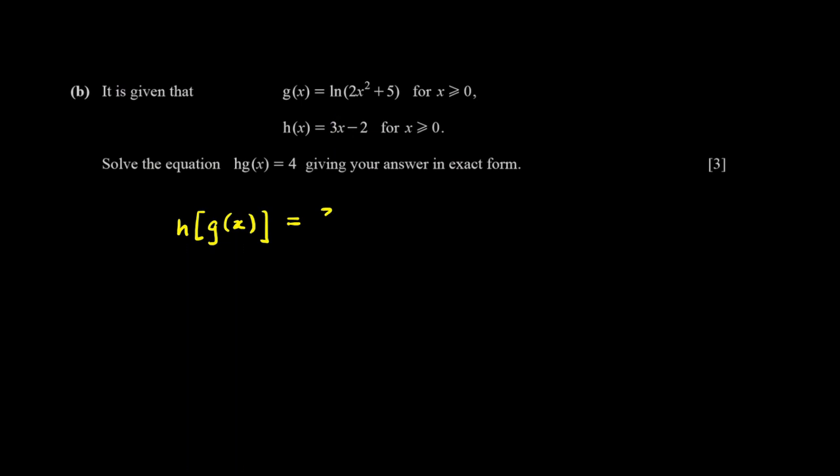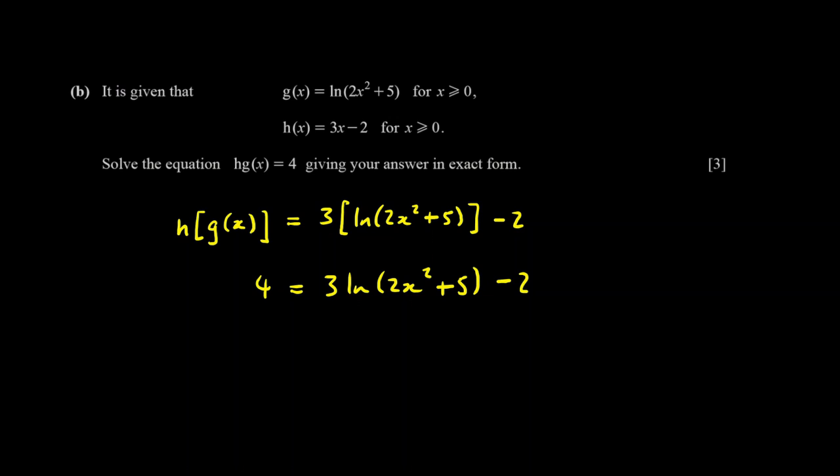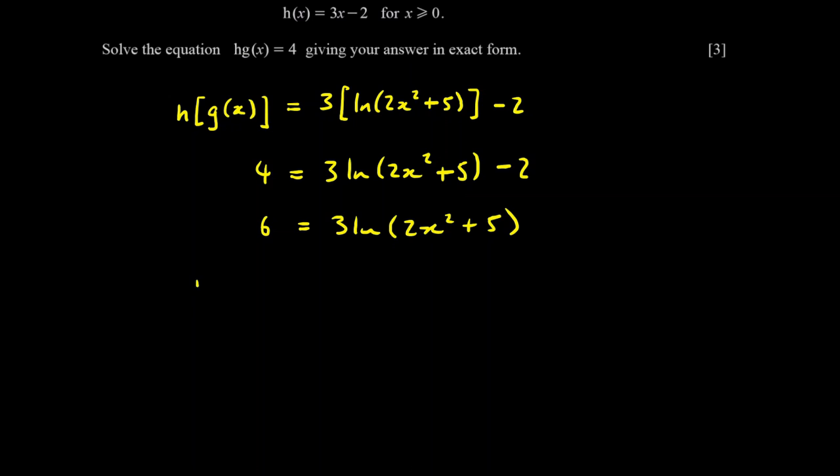So what we're going to get is 3 big bracket ln 2x squared plus 5, minus 2. And what we're told is that that's equal to 4. So we can say that 4 is equal to 3 ln 2x squared plus 5, minus 2. We're going to add 2 to both sides. So we get 6 is equal to 3 ln 2x squared plus 5. I'm going to divide both sides by 3. So ln 2x squared plus 5 is equal to 2.